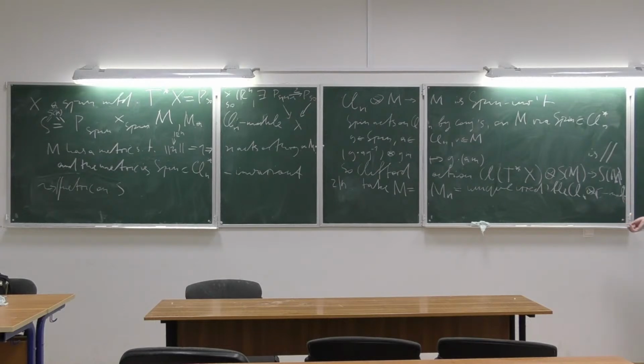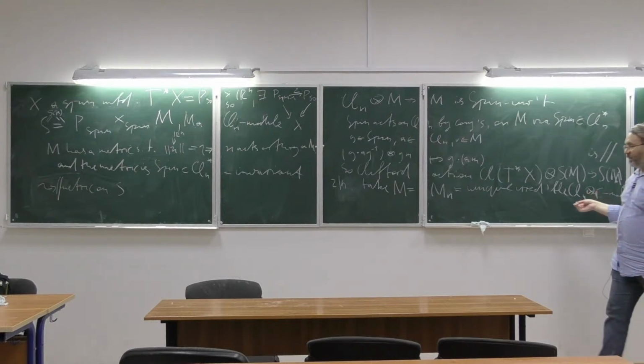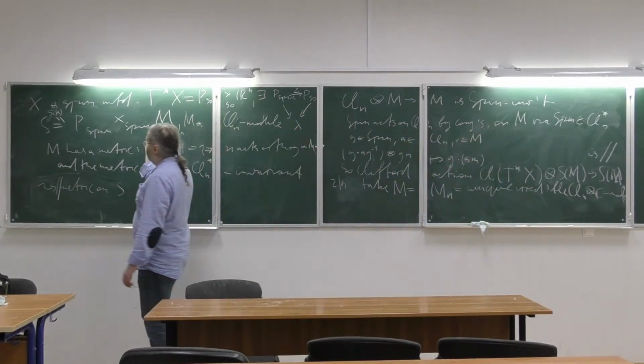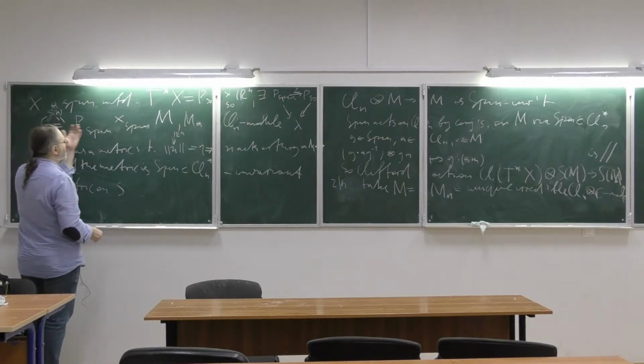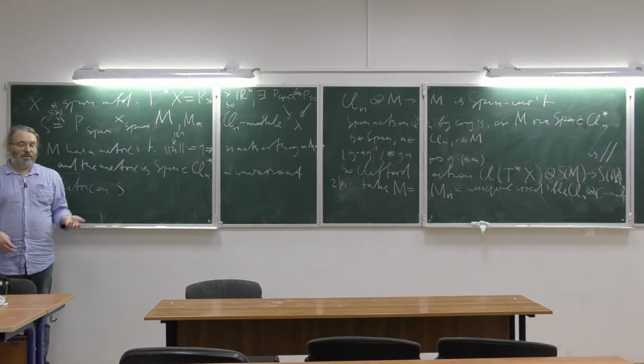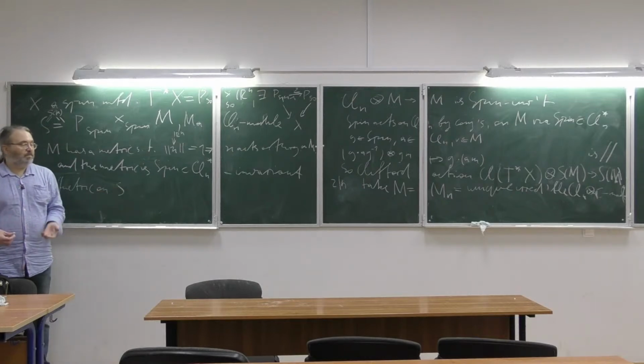Well, if we have spin inside CLN, or more precisely CLN star, then it's also inside CLN cross C star. And in particular, it still makes sense to consider S of M, which this time round will be a complex vector bundle, not just a real vector bundle, a complex vector bundle, but why not?